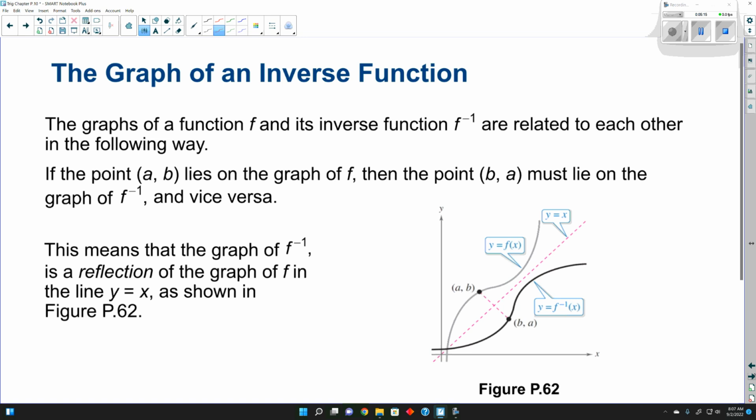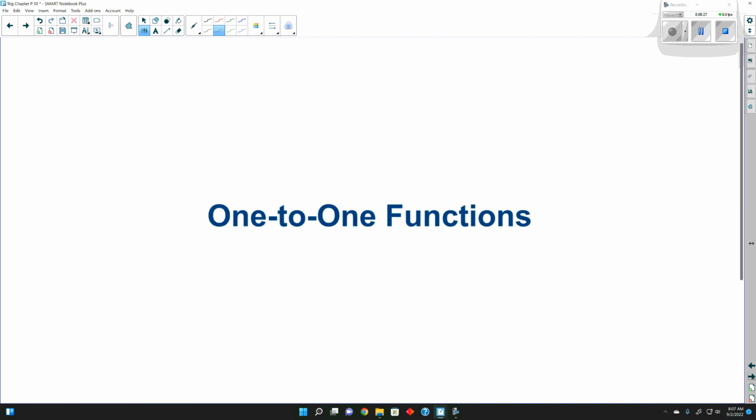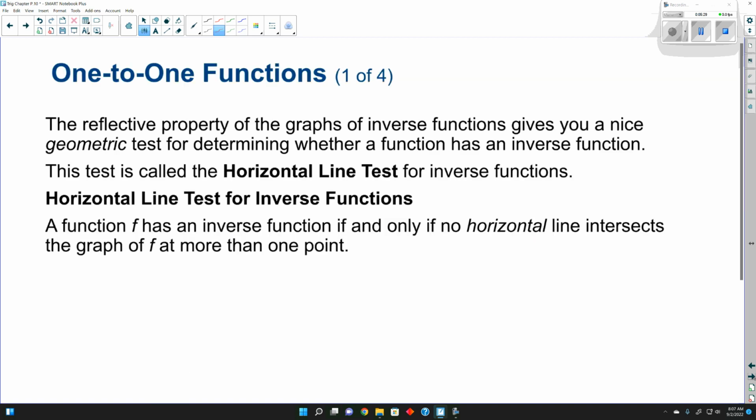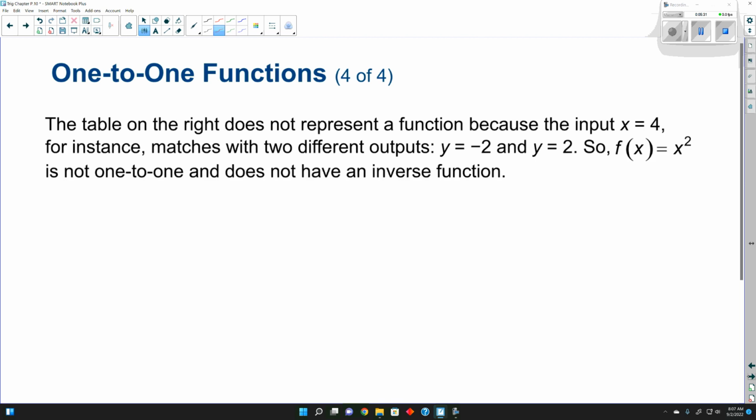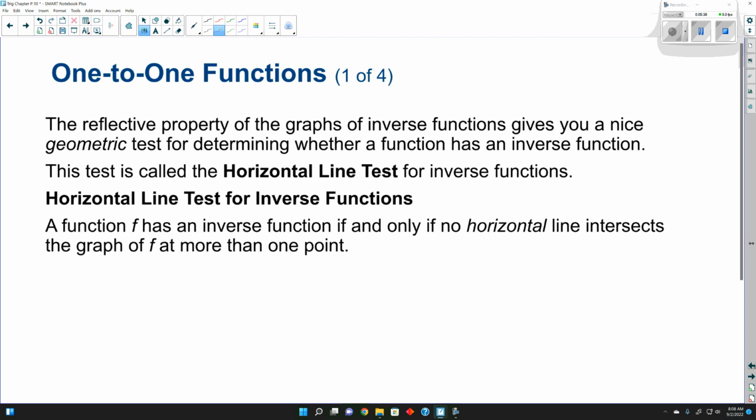Now, the graph of these inverses is always going to be kind of a mirror of each other across the line y equals x. Yeah, one to one, but there is one, I missed it. There it is.